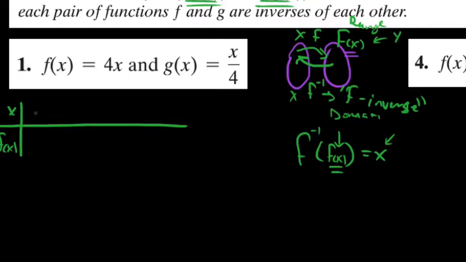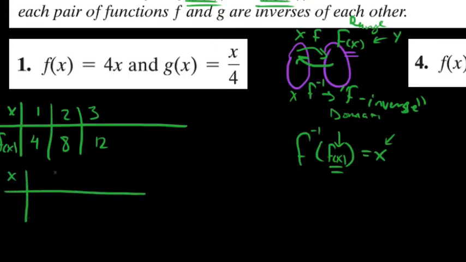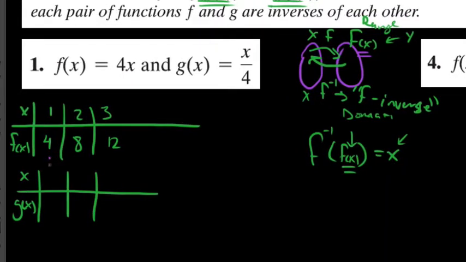I'm going to plug in some values like 1, 2, 3. We take 1, 2, and 3 and plug them into f of x. I get 4 times 1, 4 times 2, 4 times 3. Now I'm going to formulate another table, and in this table we're going to write g of x. To prove that these are inverses, remember, I should be able to take these outputs and make them the inputs of my inverse function, and I should get back to my original input value. So if I plug 4 into g of x, g of 4, I get 4 divided by 4, which is, you guessed it, 1.